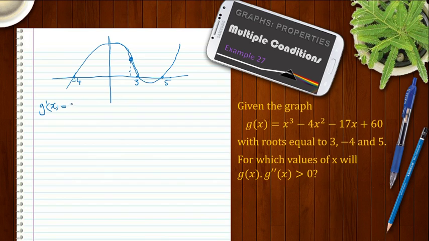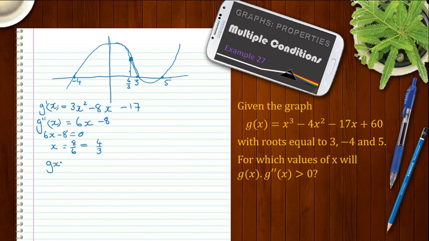So first derivative is 3x squared minus 8x minus 17, and then my second derivative is 6x minus 8. Okay, so if I solve for that, putting that equal to 0, I'll get that x is equal to 8 over 6, or simplified 4 over 3. Okay, so this value here, 4 over 3, lies somewhere there.